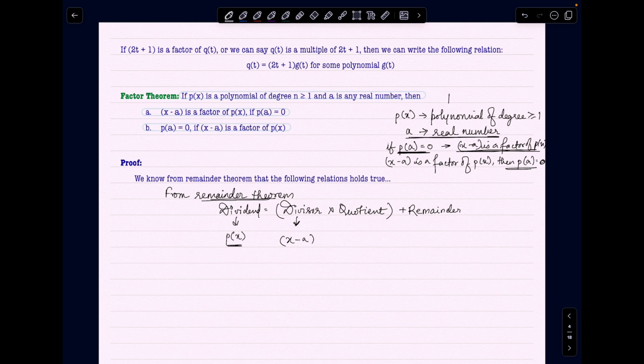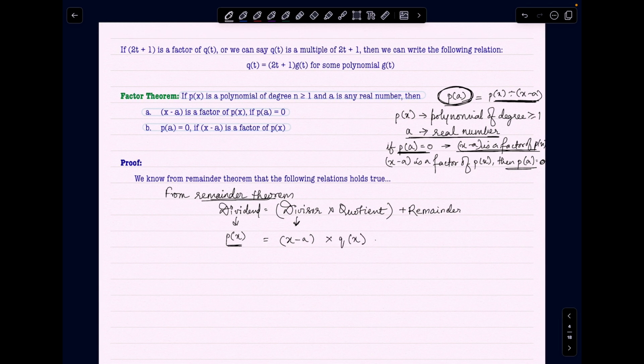Remainder is p of a, because we are dividing p of x by x minus a. Understood? Because of this remainder theorem only, we are getting the remainder as p of a. Got my point? So the divisor we are taking as x minus a. p of x equals x minus a into quotient. Let that quotient be q of x.